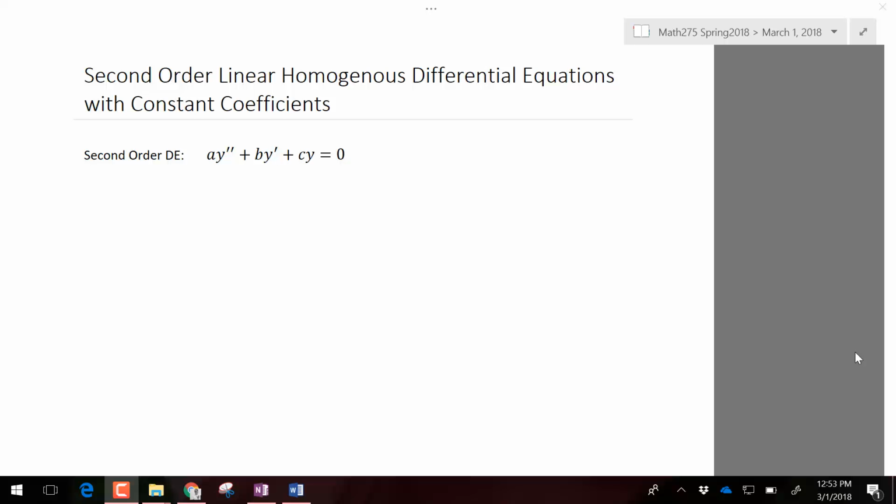Today we're going to talk about starting over. Second order linear homogeneous differential equations with constant coefficients, and it's going to be of this form. So what we're going to assume is that the solution is going to be of the form e to some power.